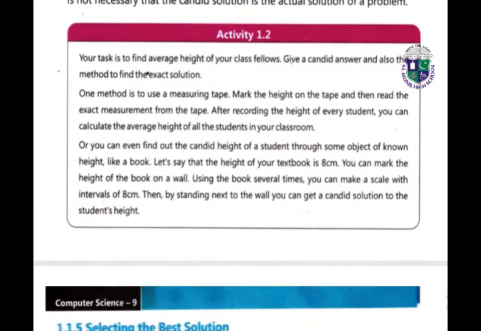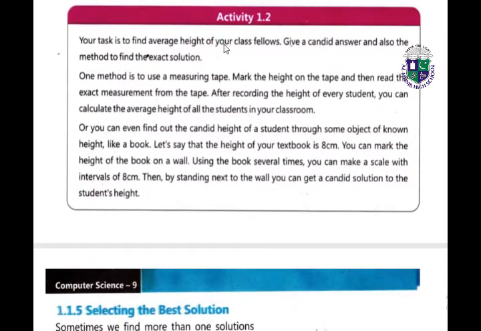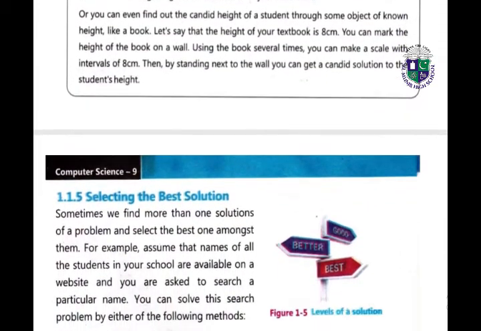Now this is our activity. Your task is to find the average height of your class fellows. So what will be your candid answer on the spot?